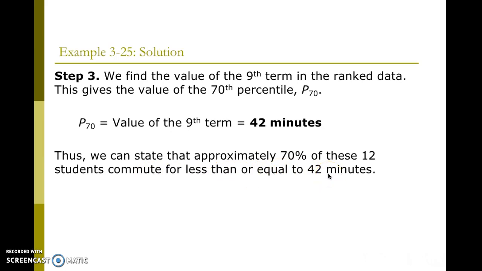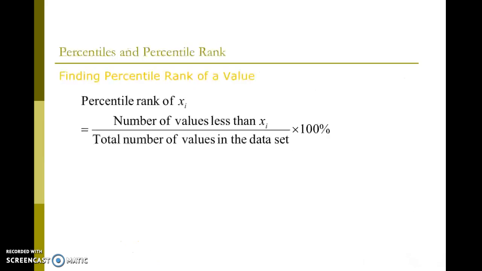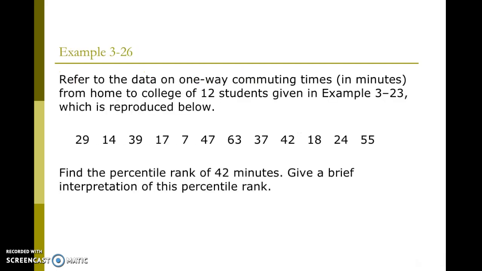That's what a percentile rank is. 70% of the people commute less than or equal to 42 minutes. 30% of people then commute more than 42 minutes. If we want to find the percentile rank of a value, we take the number of values less than a certain value, divided by the total number of values in the data set, times 100. So again, this is sort of like finding a rank or finding a percent.